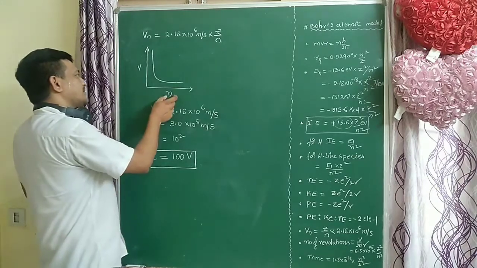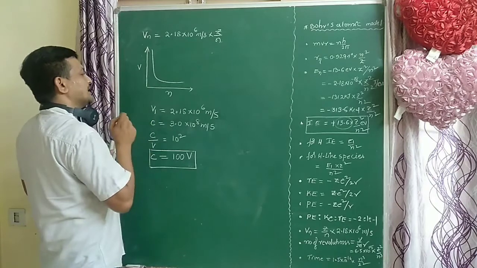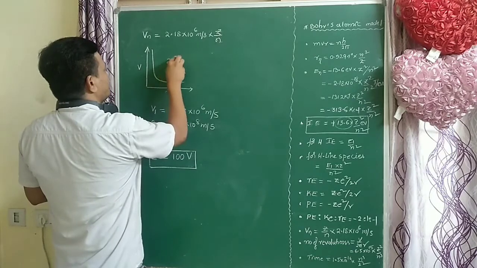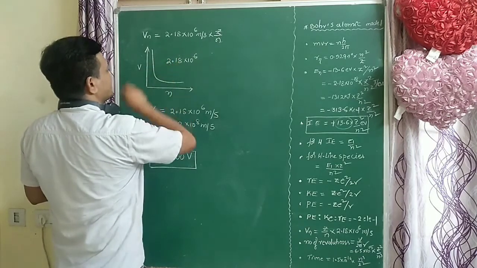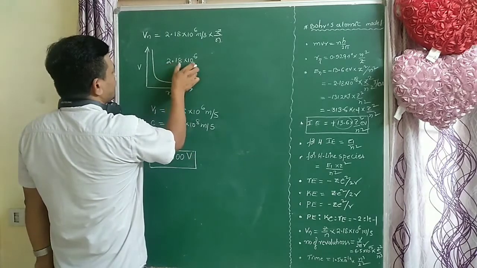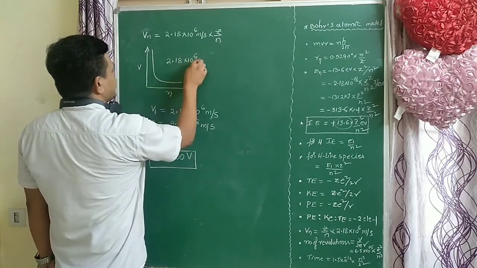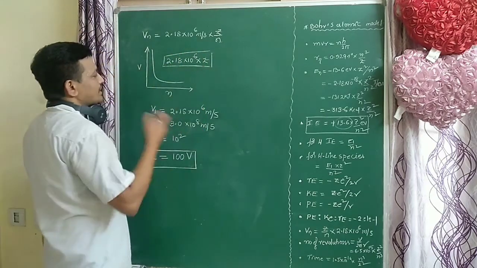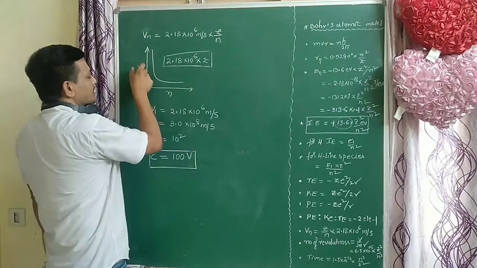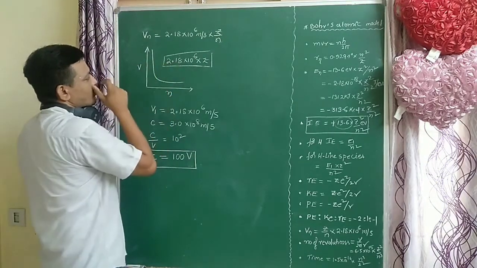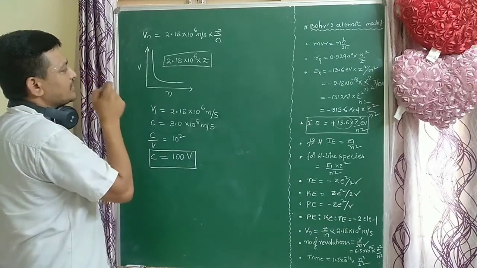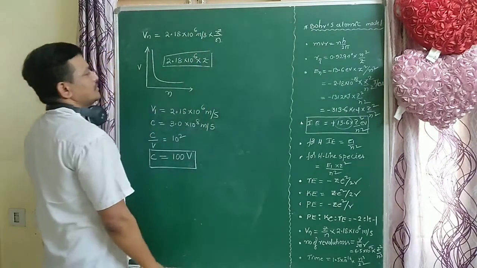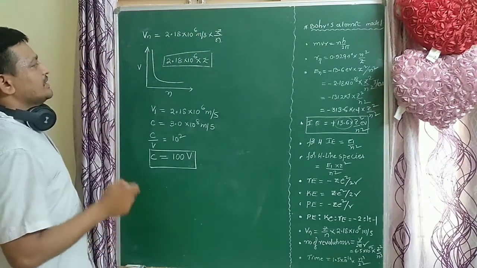As n value increases, velocity of the orbit decreases. Here slope equals 2.18 into 10 power 6 into Z. So for hydrogen atom, Z equals 1. For other atoms, in the graph between velocity and n, the slope is 2.18 into 10 power 6 meter per second into Z. If slope is given, easily calculate the Z value.